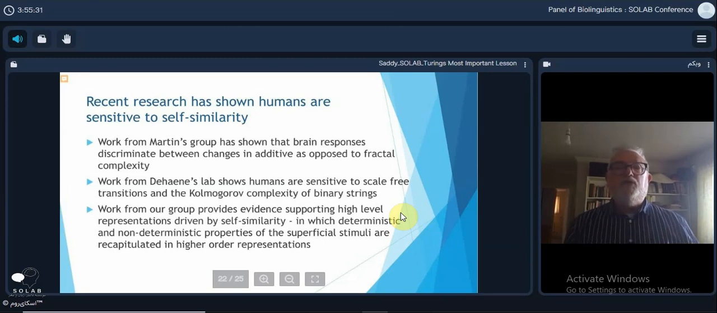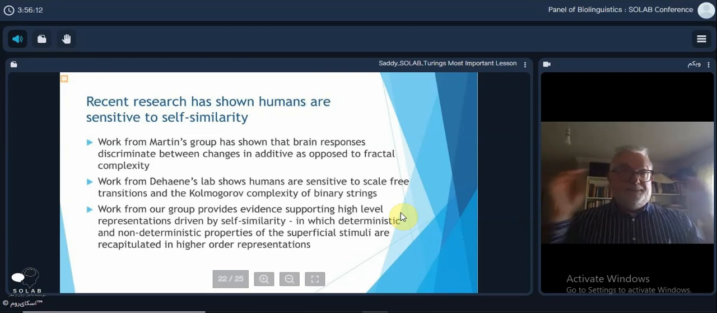So when we're exposed to signals that have embedded in them self-similar properties, we build very elaborate hierarchical representations, which actually recapitulate deterministic and non-deterministic distributions that are embedded in the superficial stimulus without there being a perfect mapping between individual elements of that stimulus. So there's very interesting research that shows that self-similarity is a very important aspect of human neural behavior, and it goes through a wide range of phenomena.